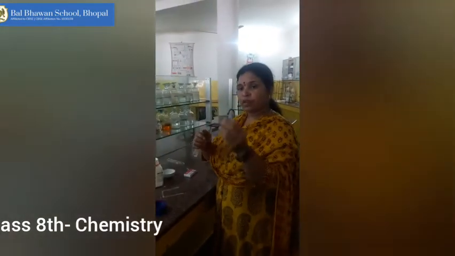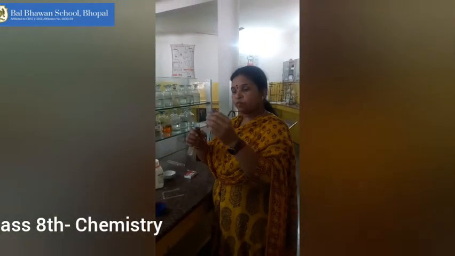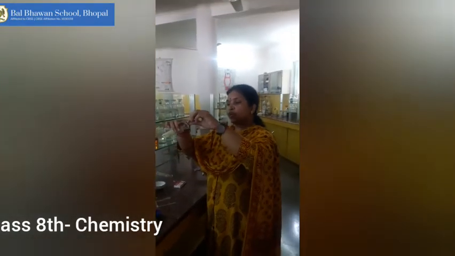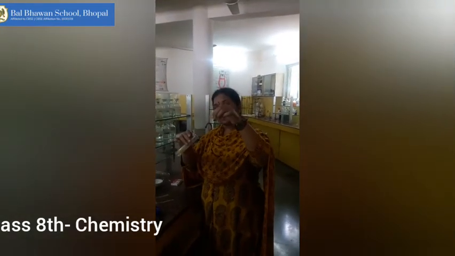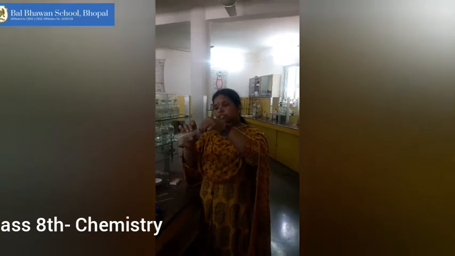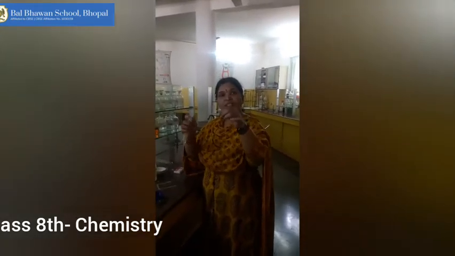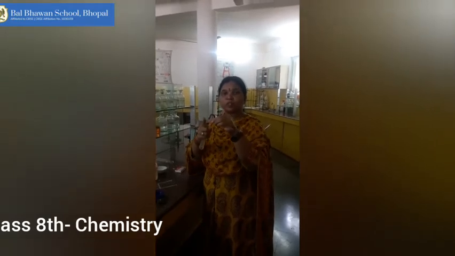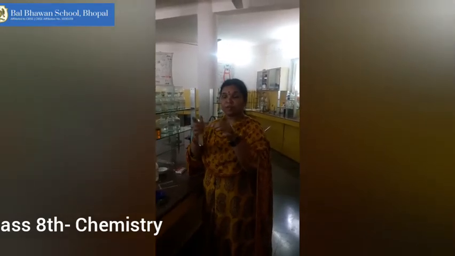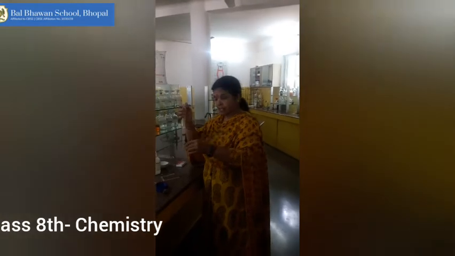Now I am going to use a blue litmus paper. I have made it little bit wet so that the reaction can be faster. Now we are going to find out what happens to the blue litmus. As you can see, the blue litmus paper is changing its color to red. What does this imply? When blue litmus paper changes to red, that means it is an acid.